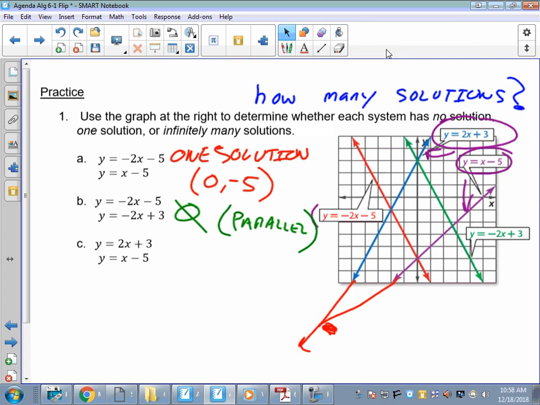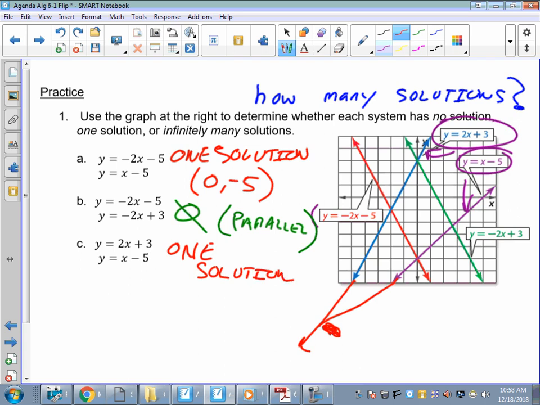Okay, but we can tell that because they don't have the same slope, they are going to cross. So they do have one solution. We can't really tell right now what the solution is because it's going to be down here off of our graph. But in this case, we know it does have one. They're not parallel, and they're not the same line. So they have one solution.